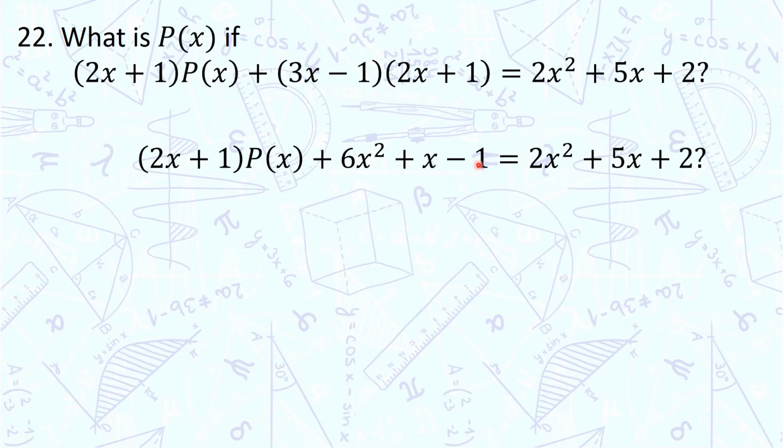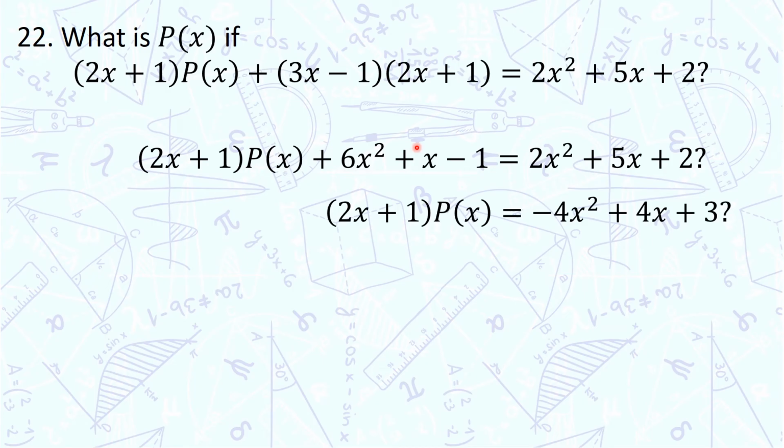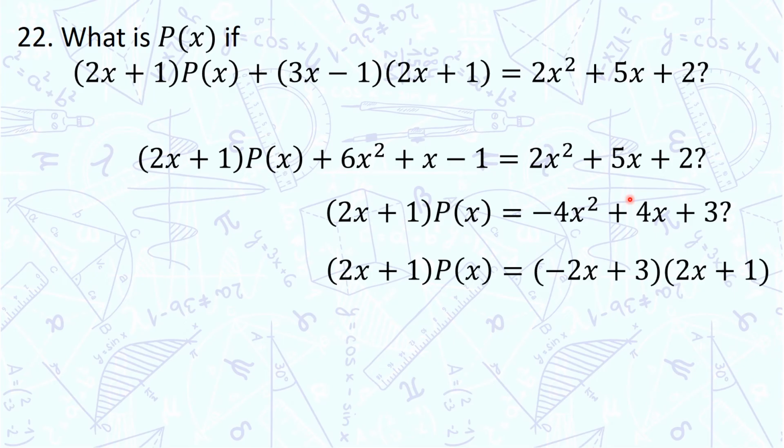We'll have 2x plus 1 times p of x equal to negative 4x squared, that is 2x squared minus 6x squared, plus 4x, that is 5x minus x, plus 3, that is 2 plus 1. So to get p of x, we divide both sides by 2x plus 1. However, let us factor first the right hand side of the equation, that is negative 2x plus 3 times 2x plus 1. So p of x is equal to negative 2x plus 3 or 3 minus 2x.